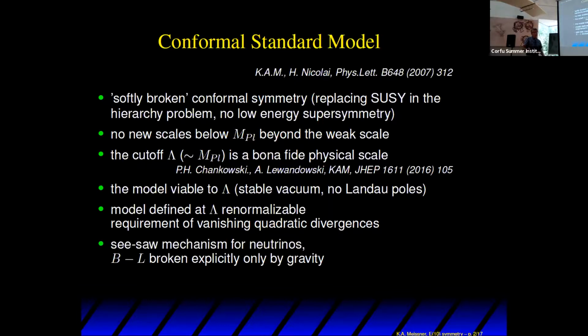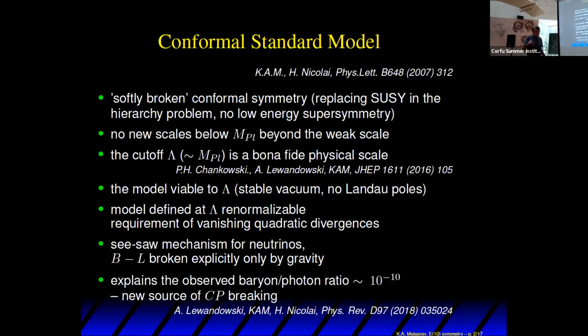And the seesaw mechanism for neutrinos. So we have right chiral neutrinos, of course, and B minus L is broken spontaneously, but explicitly only by gravity. And that's another requirement, that it explains the observed baryon to photon ratio. We know that the standard model with its CP breaking is not explaining the baryon to photon ratio. This number would be 10 to the minus 14 for the standard model, and we know that it is 10 to the minus 10 because we have a new source of CP breaking.